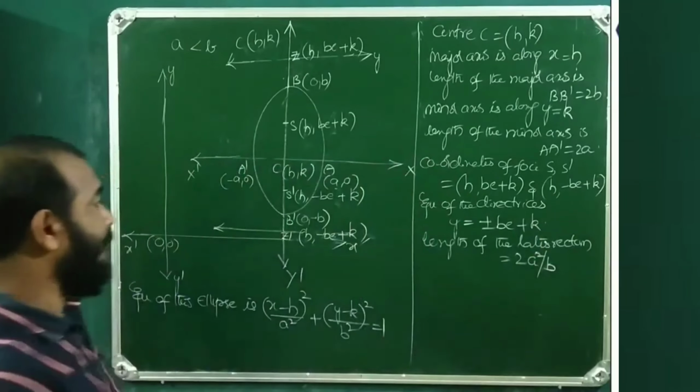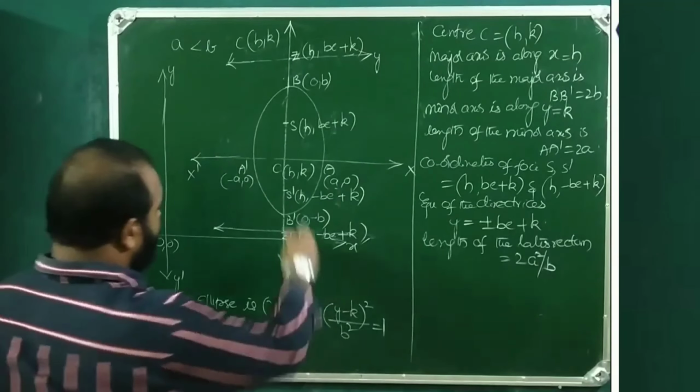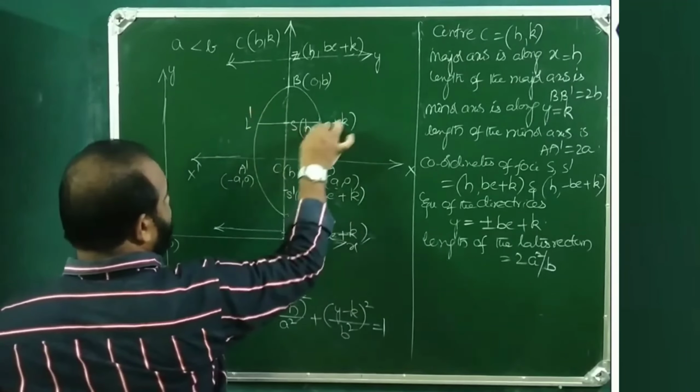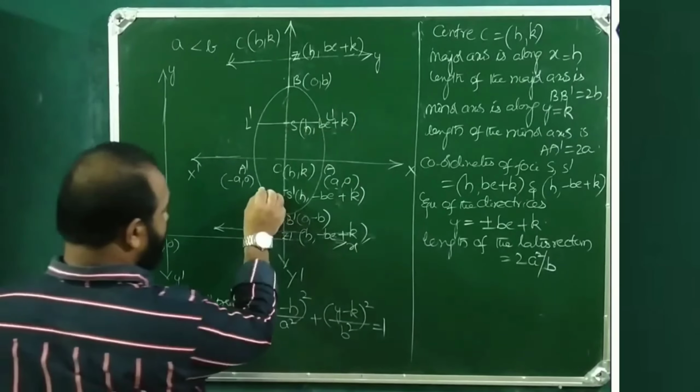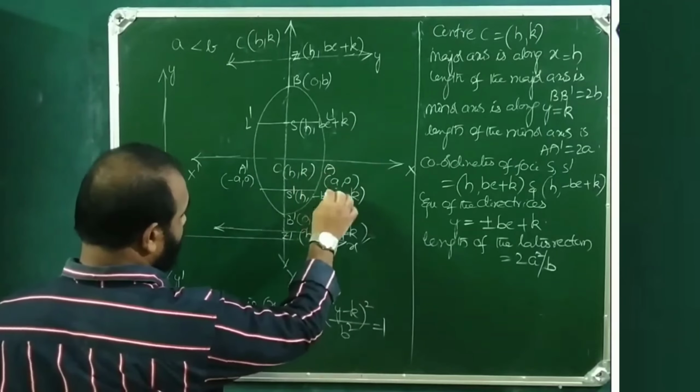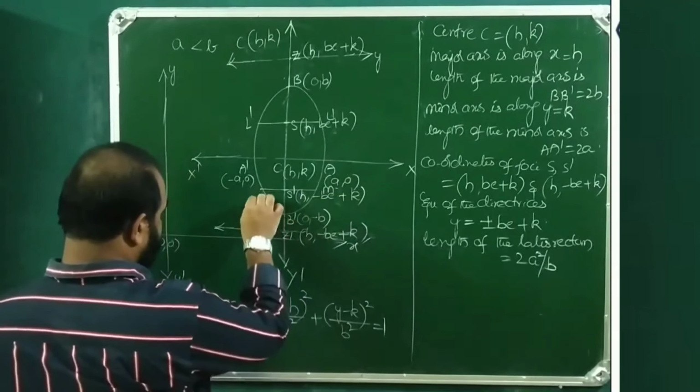2a square by b. So the length of the latus rectum is this. This is L dash L, and this is also the latus rectum. So this is M dash.